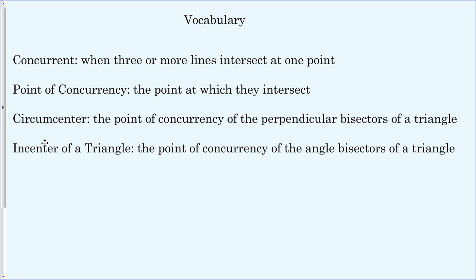Then we have what's called the circumcenter, which is the point of concurrency of the perpendicular bisectors of a triangle, which we're going to go over, and the incenter of a triangle, which is the point of concurrency of the angle bisectors of a triangle, which again, we're going to go over. So make sure you write these down. There are going to be two more vocab words that I'm going to have you write down in your notes as they pop up, but it'll be easier to show you those graphically than try to explain them in words here. So make sure you write these down.